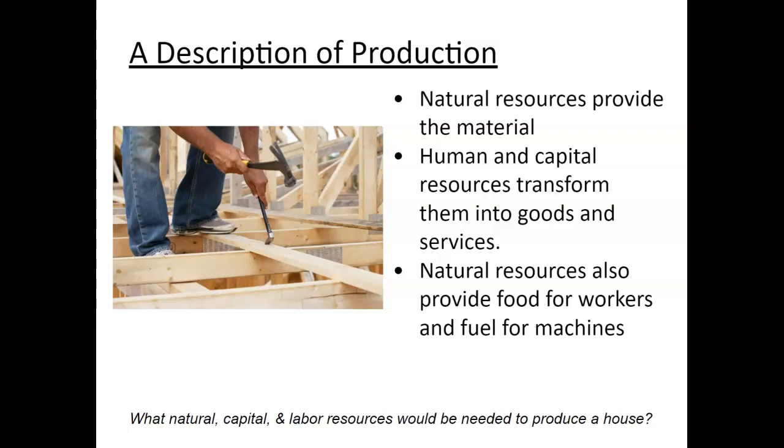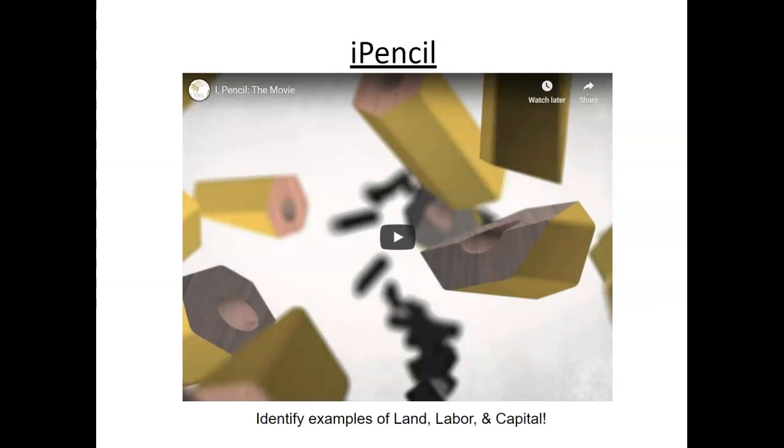And then there are machines that are used to hoist some of the pieces of the house onto a second floor, for example. So everything works together. The four factors of production all come together in producing something. Now, I've provided a link for the iPencil movie that you should watch next. It's a 6-minute movie, and it shows how land, labor, and capital all work together to produce a pencil.